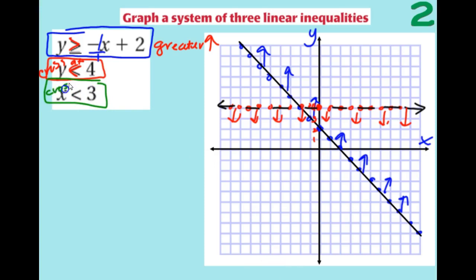So we're going to cross the x-axis at 3. So here's x, here's 1, 2, 3. We're going to go through 3, we have to go vertically up and down. And down here. Again, this symbol does not have the equal to, so this is a dashed line. And it says x is less than 3.